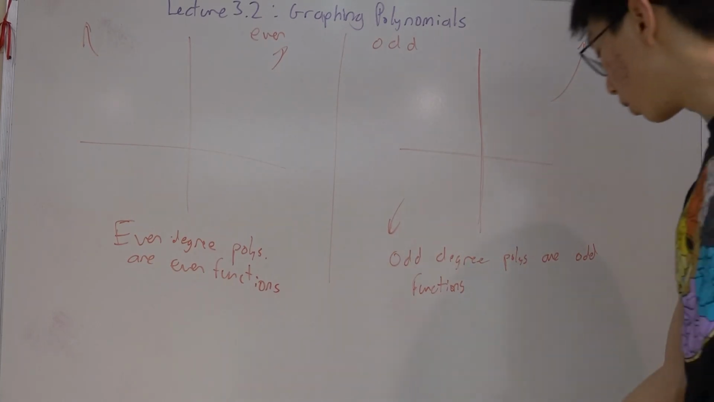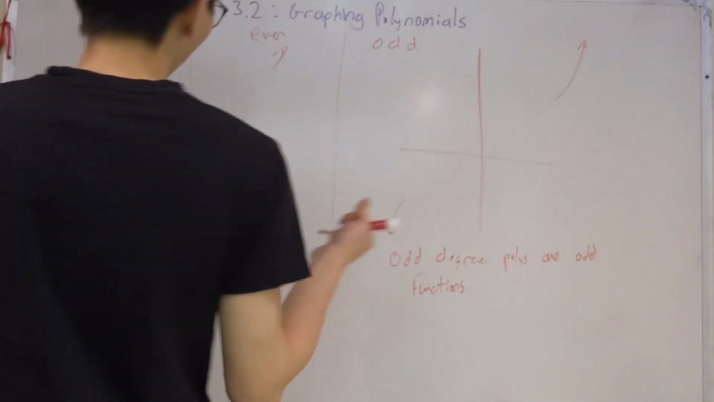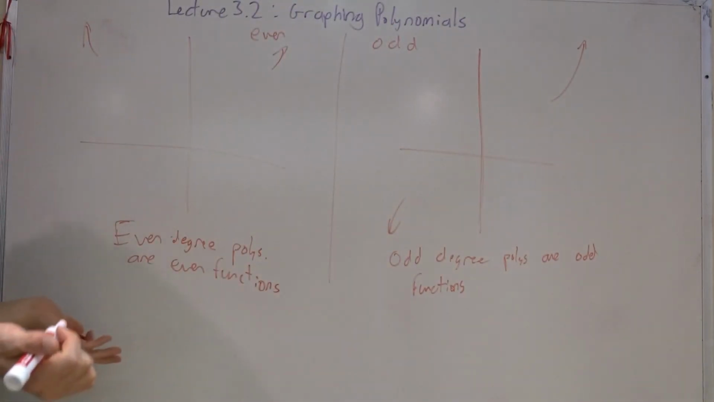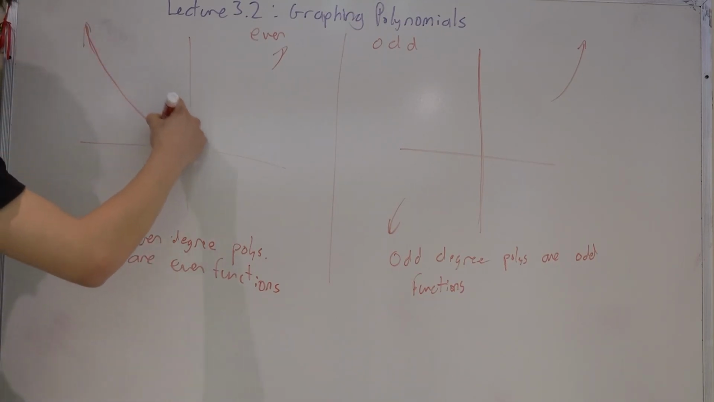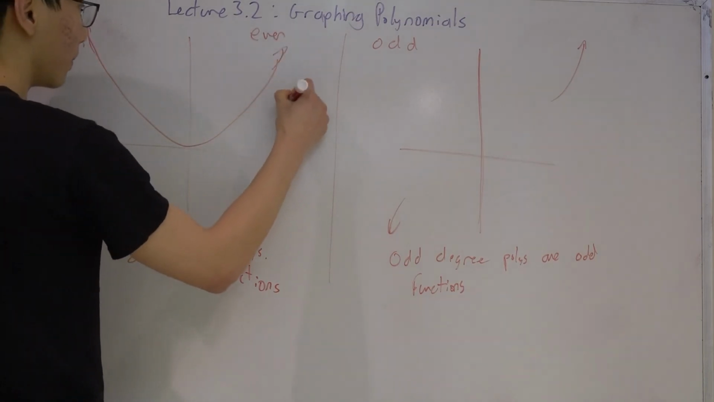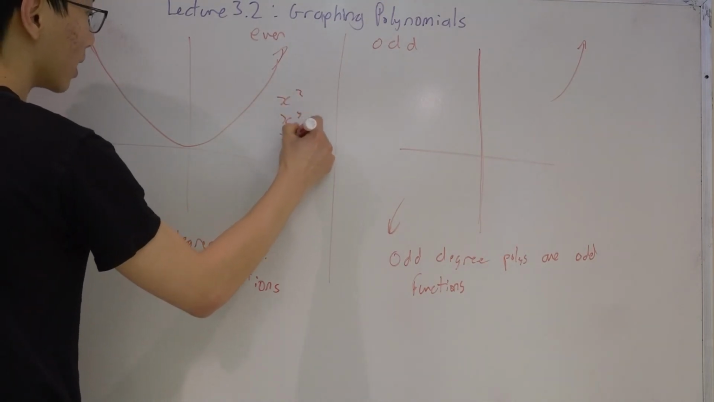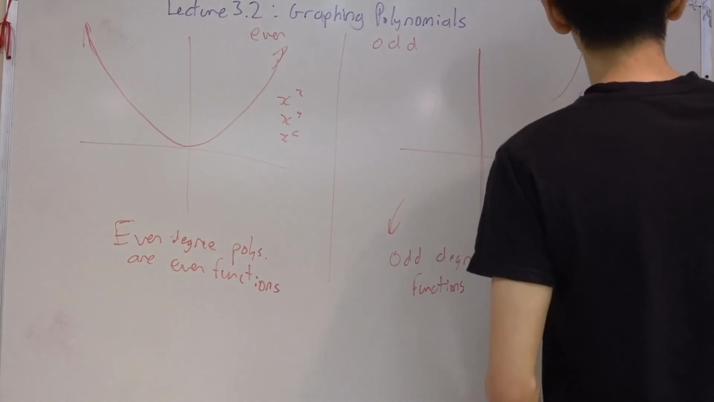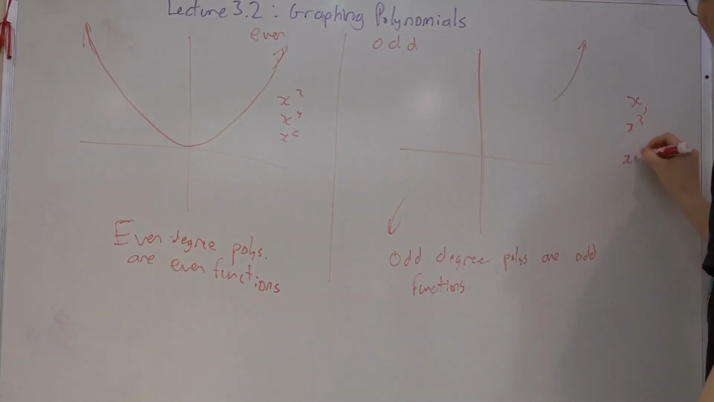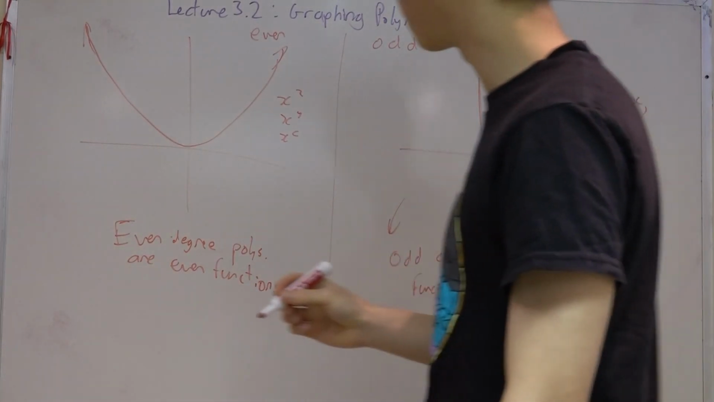Okay? So I think it's better if you do this on your own, because of course my graphing on the whiteboard is not going to trump Desmos. So actually go on Desmos and just draw out x squared, x to the 4, x to the 6, and see if you notice a pattern. Similarly, graph x, x cubed, and x to the 5, and see if you notice a pattern.